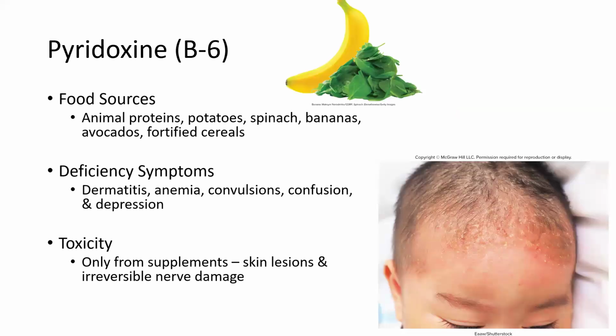Pyridoxine, vitamin B6, can be found in animal proteins, potatoes, spinach, bananas, avocados. If you've got a deficiency, it might again cause dermatitis, anemia, even convulsions, confusion, and depression. Toxicity from supplements can result in skin lesions and even irreversible nerve damage. So you want to really be careful about vitamin B6.